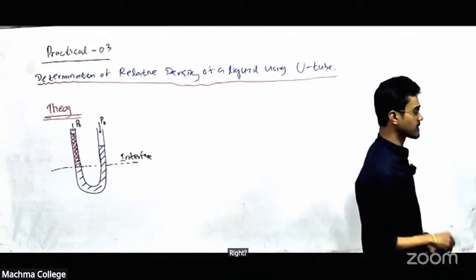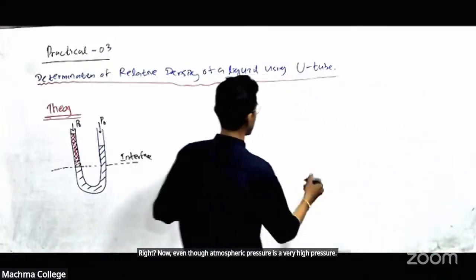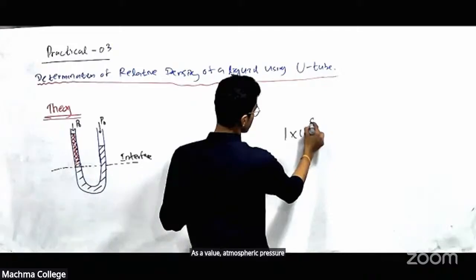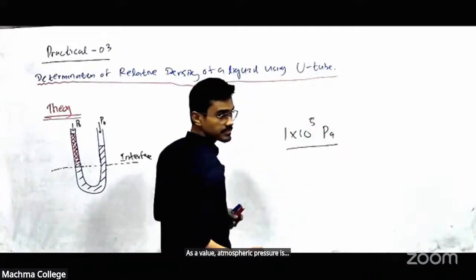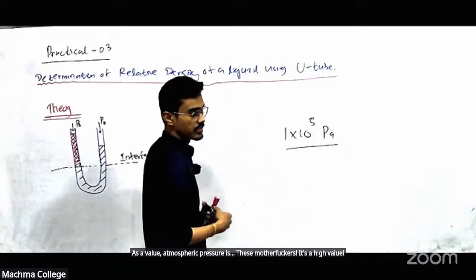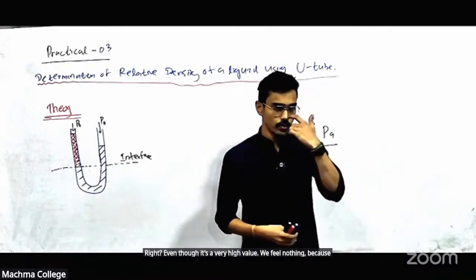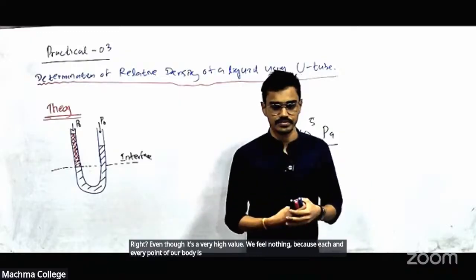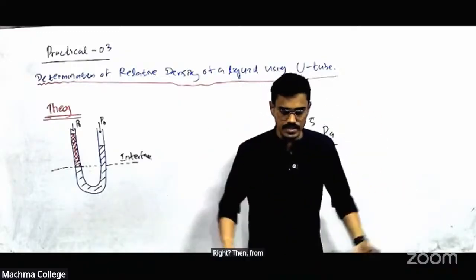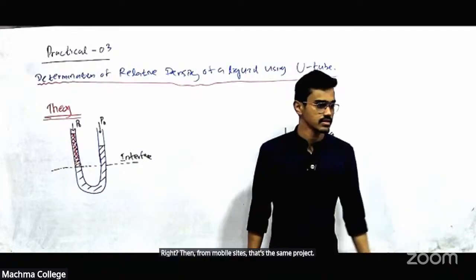Now, even though atmospheric pressure is a very high pressure, as a value, atmospheric pressure is this much of pascals. It's a high value. Even though it's a very high value, we feel nothing because each and every point of our body is on the atmosphere. From all sides, that same pressure acts. Resultant cancels. That's the reason.